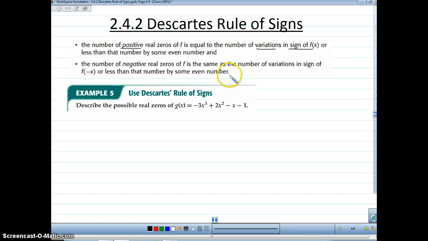To do the negative real zeros, you're going to do the same exact thing, but instead of doing the number of sign changes for f of x, you're going to do the number of sign changes in f of negative x. So once you get the process down, it's pretty simple.